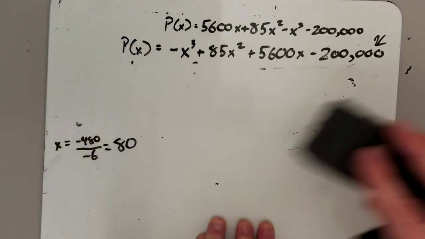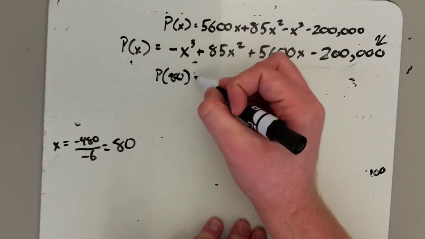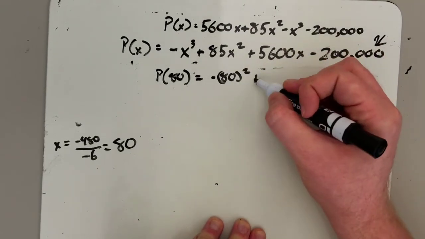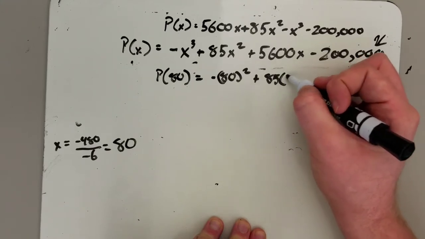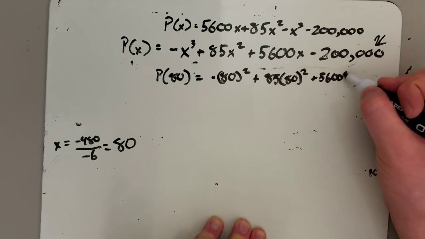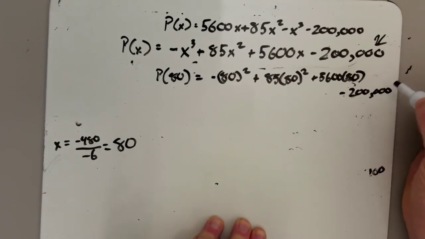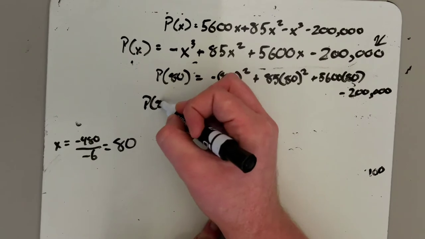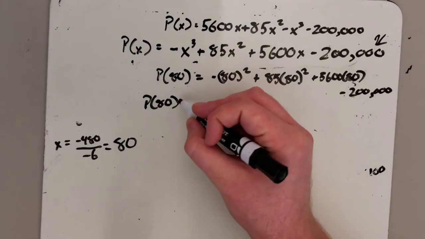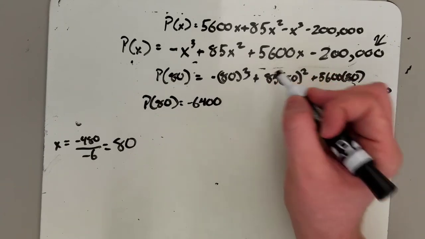All right. So let's plug it in. We'll say P of 80 equals negative 80 squared plus 85 times 80 squared plus 56 times 80 minus 200,000. Oh, I'm going to run out of room, ladies and gentlemen. Okay. So again, let's continue this. Let's break down each one. 80 squared is going to be 6,400. Oh, it's 80 to the third power. Sorry.